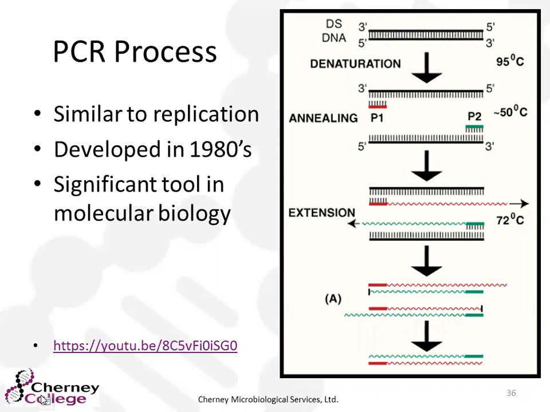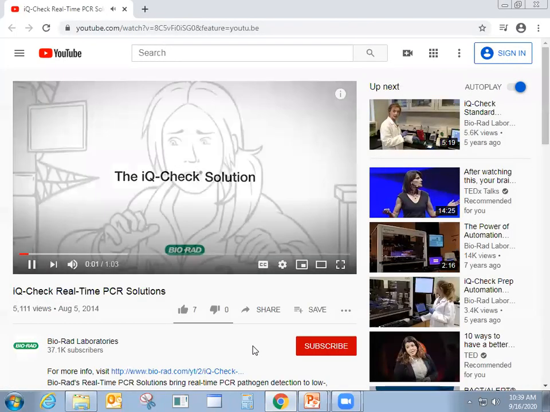I'm way oversimplifying this, but basically we're unzipping the DNA helix, looking for that target with a primer to know if it's Listeria, coli, or Salmonella, and then allowing that primer to attach and start replicating to create that curve. We're lucky to partner with Bio-Rad, and this is actually their video in regards to their IQ Check.